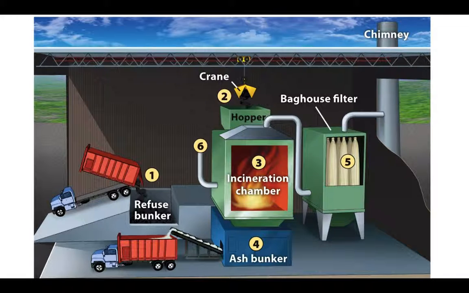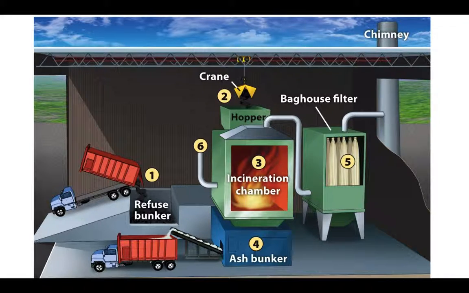So here's a picture showing how an incinerator works. You've got your garbage trucks at number 1 that are dumping all of the trash into this bunker. And then at number 2, they've got a crane that picks up the stuff from the bunker and drops it into the hopper there on top. It allows all of the stuff to fall down into number 3, which is the incineration chamber. That's where the stuff is actually burned.